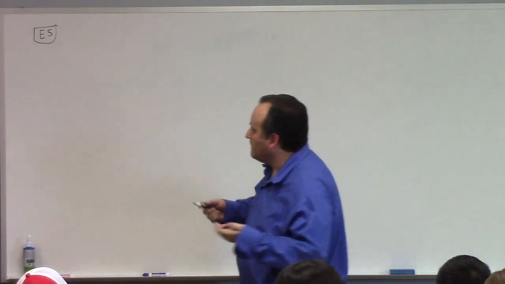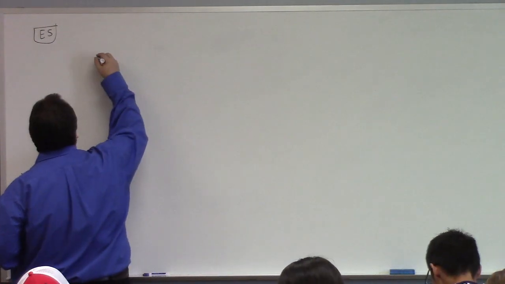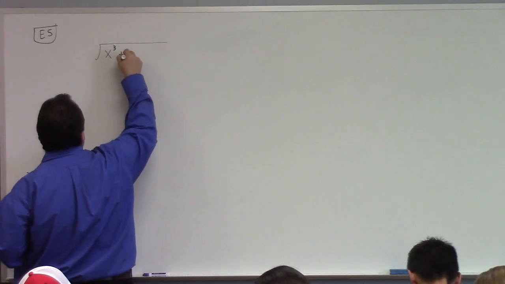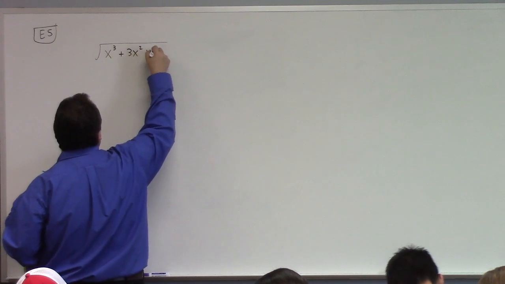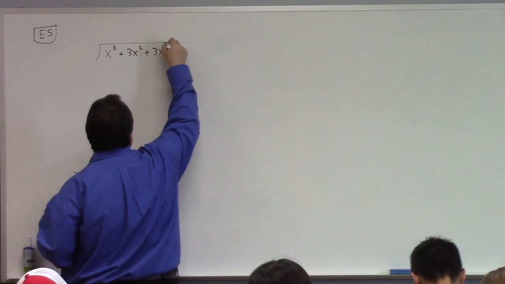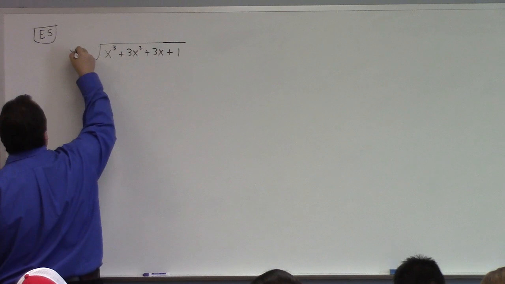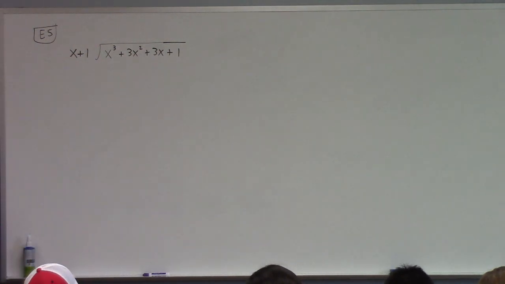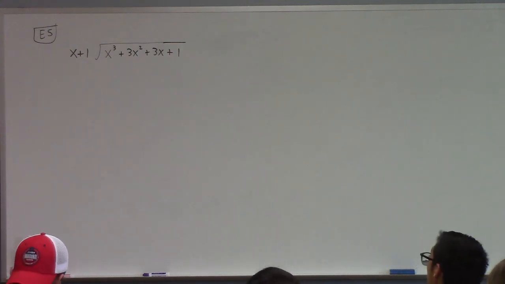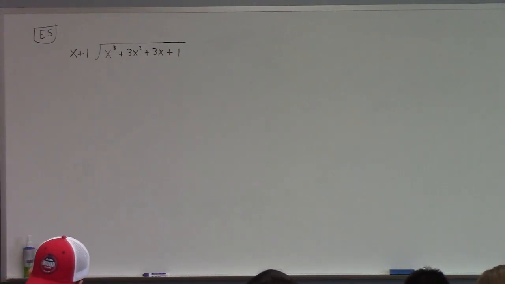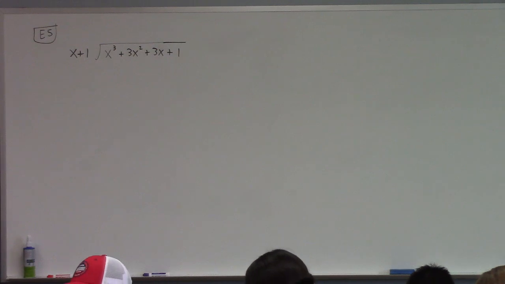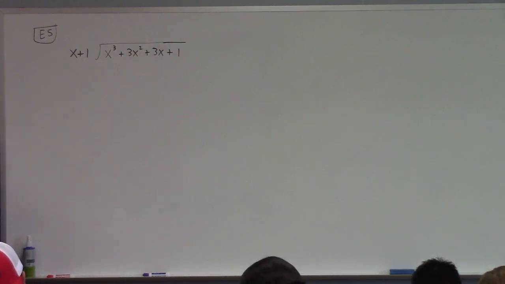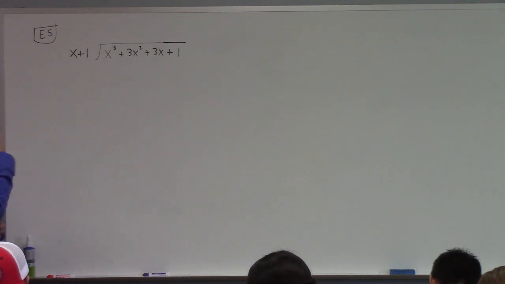Let's try another one. So let's take x cubed plus 3x squared plus 3x plus 1. And let's try to divide it by x plus 1. Let's see how that goes. I'm going to write a little bit less in this example. I don't always write down the side work I wrote in the previous one, especially when it's easier like this one.